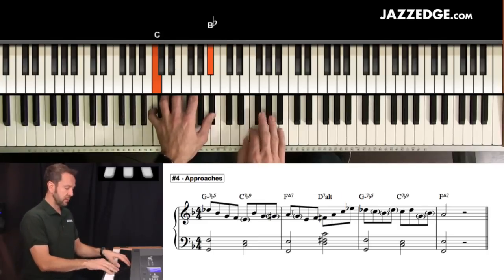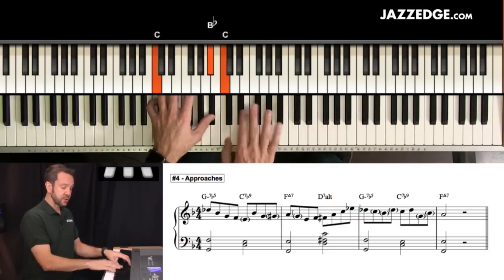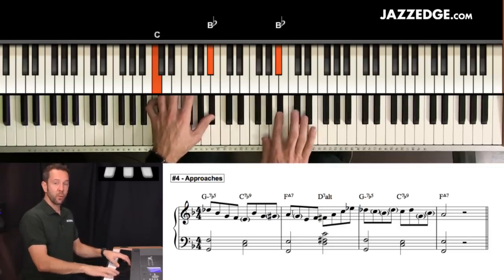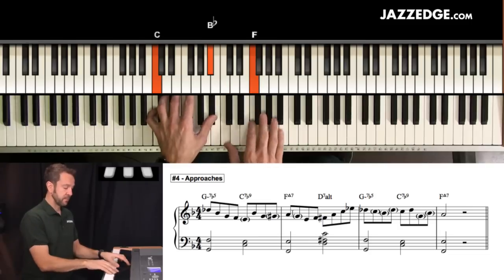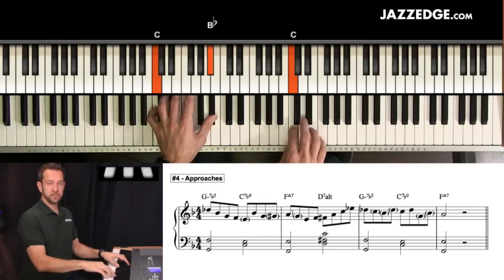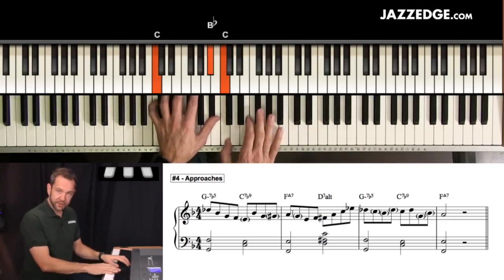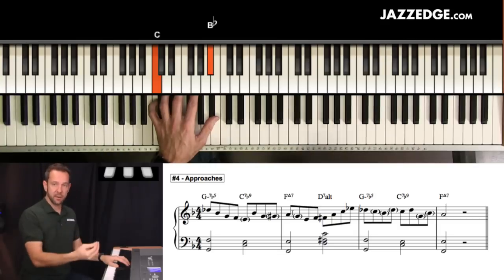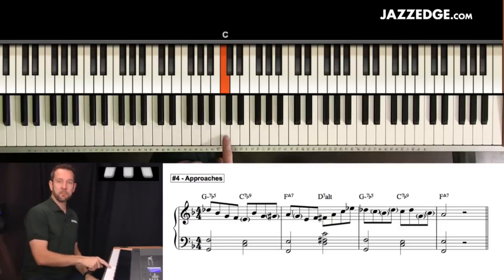1 and 2 and 3 and 4 and 1 and 2. So notice how I'm starting on the upbeat, so I'm having the chord tones come in on the downbeats. All right, so now that's half step above. We can also do half step below.